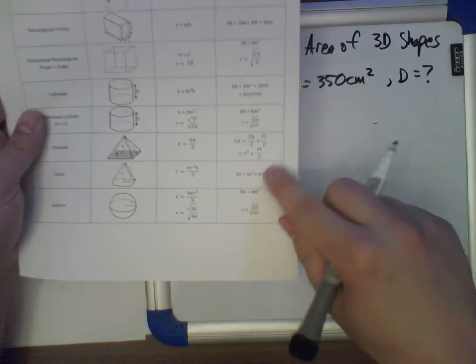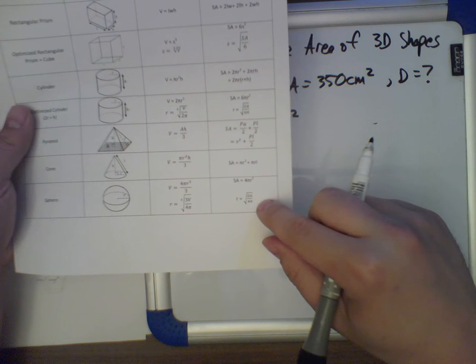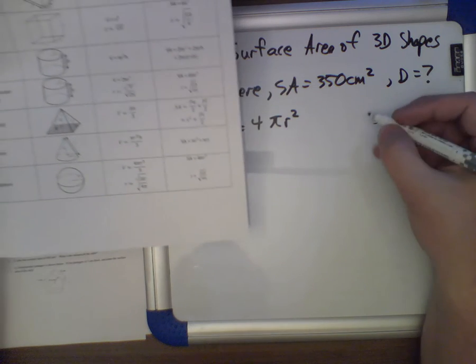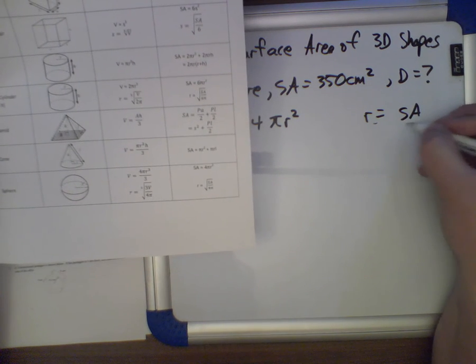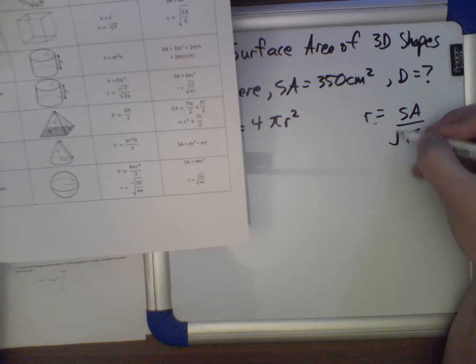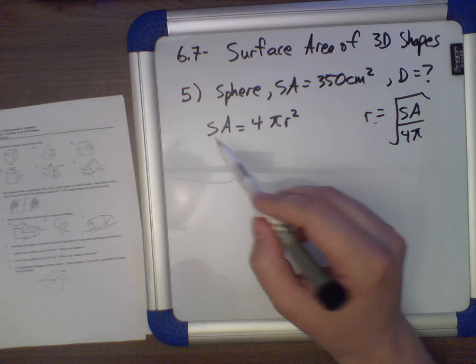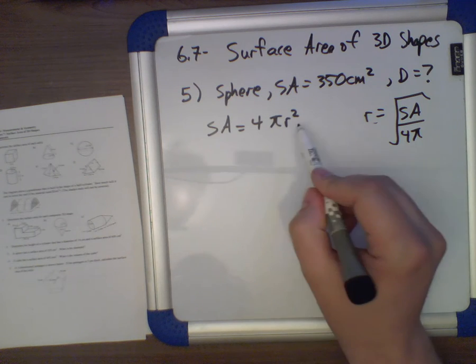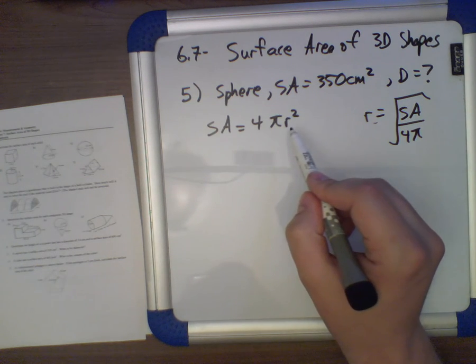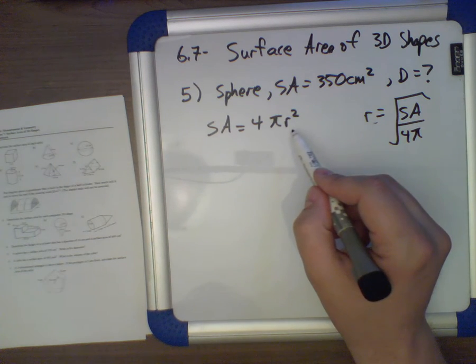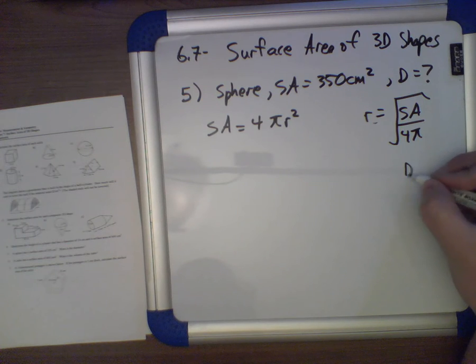And if you look at the sheet I've provided, I've actually rearranged the equation for you already. So if we want to solve for r instead of surface area, r equals the square root of surface area over 4 pi. All right, let's talk about this. I know the relationship between the surface area and the radius. I don't see diameter anywhere, but that's okay. We're going to rearrange this equation to solve for the radius. And remember, diameter is just 2 times the radius. So if I know the radius, I can easily find the diameter.